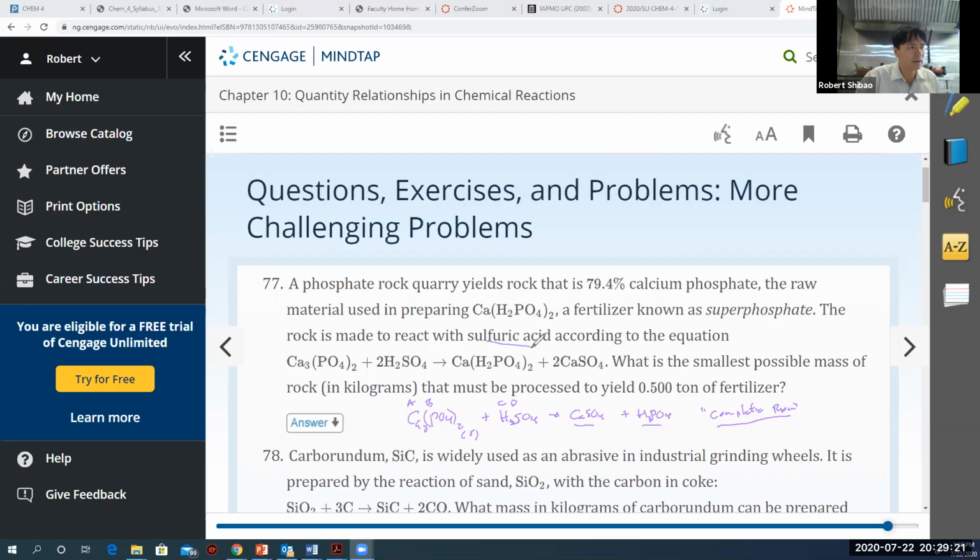Well, it turns out this is what they're after. This is the superphosphate fertilizer. Both of these are solids. Sulfates are all soluble except for silver, lead, mercury, calcium, strontium, barium. So this is one of the few sulfates that are solids. This is a solid here.